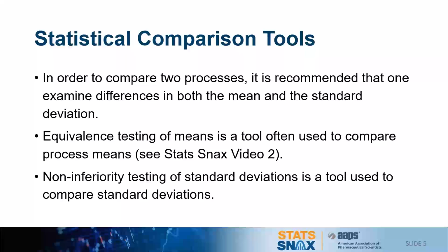Among the statistical tools we have available for comparison, we're often interested in comparing both the average, or the mean, of the two processes, or comparing their standard deviations, which is a measure of variation in the processes. Equivalence testing of means is the tool that we use to compare averages, and you'll find that in Stax video 2. What I'm going to talk about today is the other tool. It's known as non-inferiority testing of standard deviation. And this is what we use to compare the standard deviations.